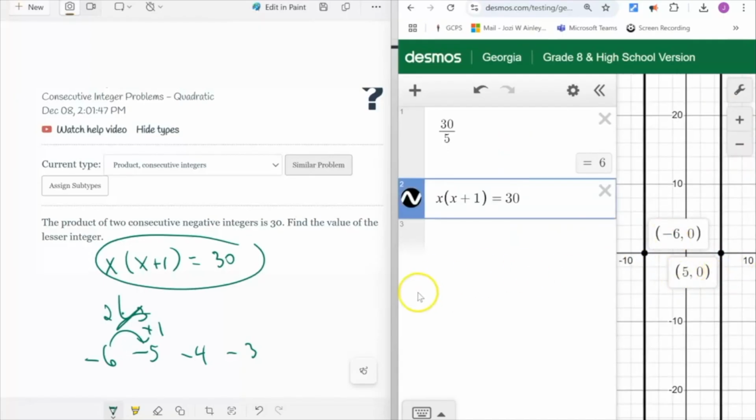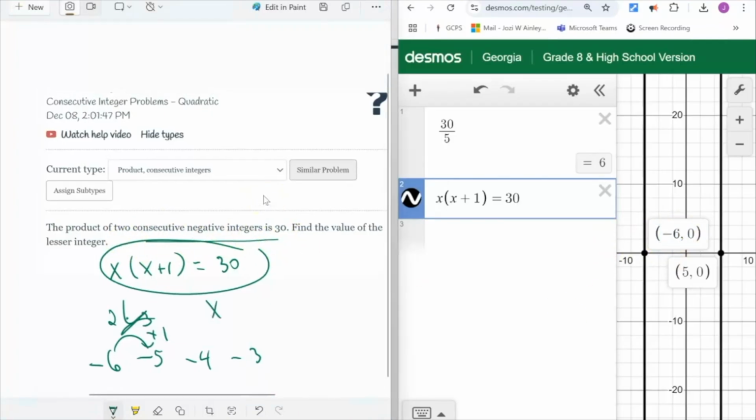Now, we do have to read the question because it has two solutions, right? But it says 2 consecutive negative integers. So which one is negative? It's -6. So here we know x is -6. So if the first one's -6, -6 plus 1 will give me -5. So it's -6 and -5.